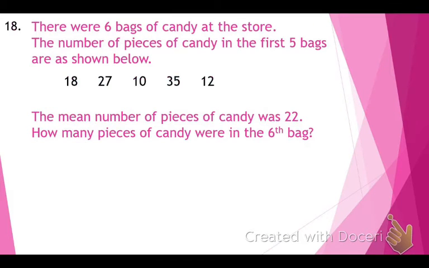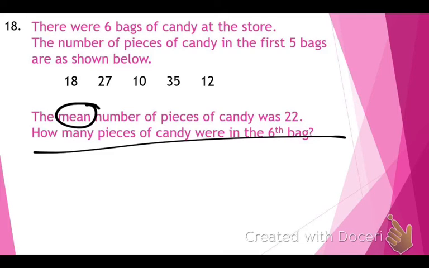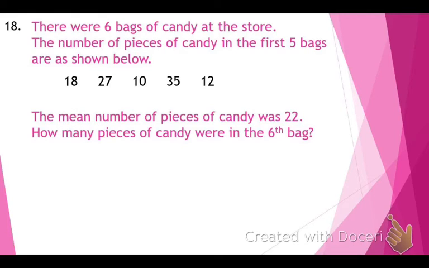All right, so for this next problem, it's done exactly the same way. There were 6 bags of candy at the store. The number of pieces of candy in the first 5 bags are shown below. We know the mean number of candies was 22. So your goal is to find out how many were in the 6th bag. Once again, you're going to do it the same exact way we just did our last problem.